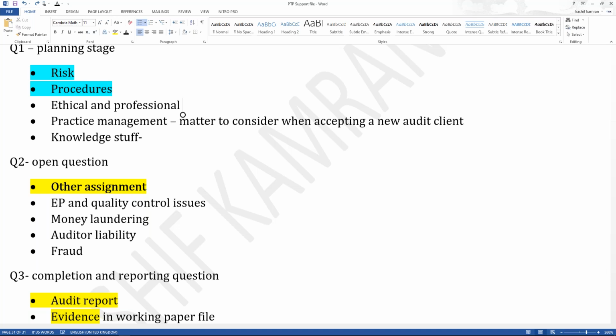But the problem is that you're not prepared to study the right material. You are prepared to study the miscellaneous material which is flooded over the WhatsApp group. You're not prepared to study the authentic material which is coming from the website of ACCA.